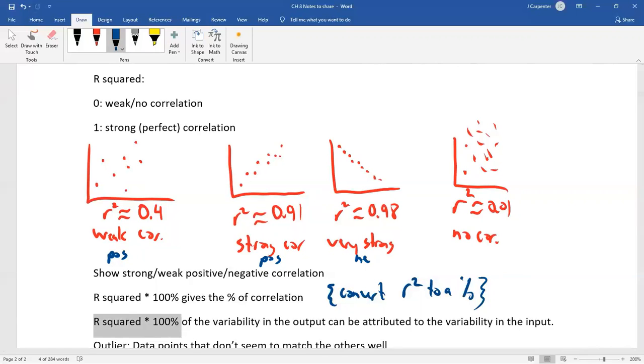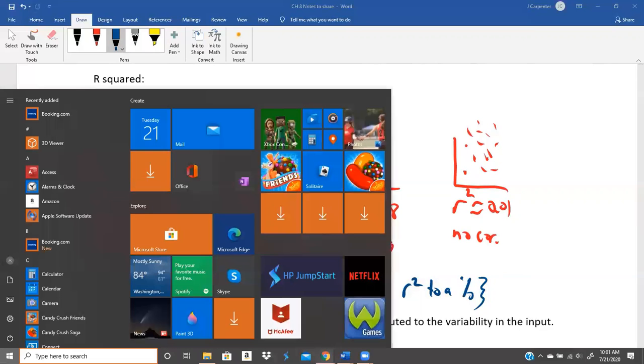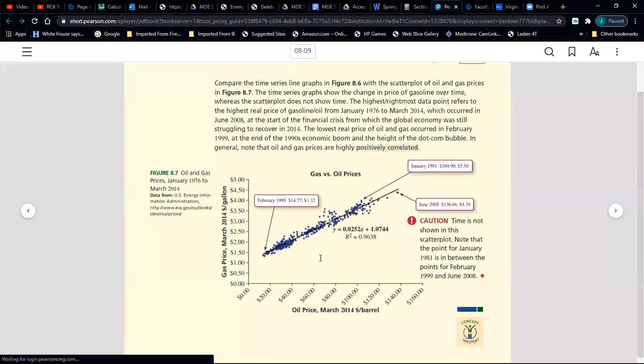So let's go back to our textbook, and let's look at our gas versus oil prices. We had an r squared up there. They gave us an equation. They didn't really point out the equation. But this 1.07, this is our fixed cost. The 0.02, this is our variable cost.